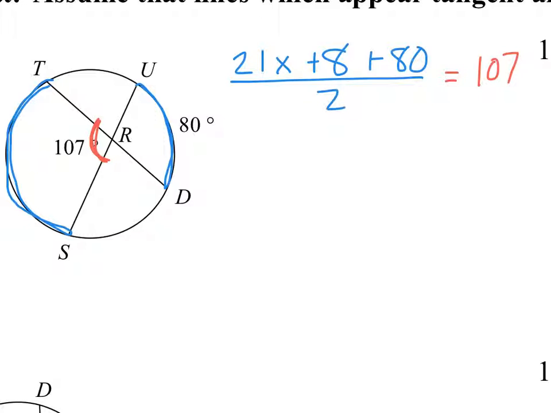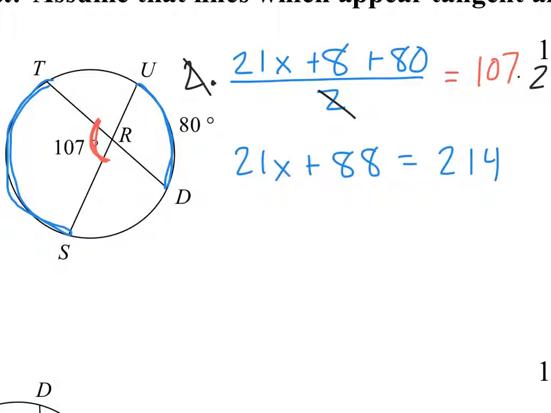And then we can solve for x. So if we multiply both sides by 2, these cancel out. And that leaves us with 21x on the left, and 8 plus 80 is 88. And 107 times 2 is 214. Subtract 88 from both sides, and you get 126. Then divide both sides by 21. X equals 6.